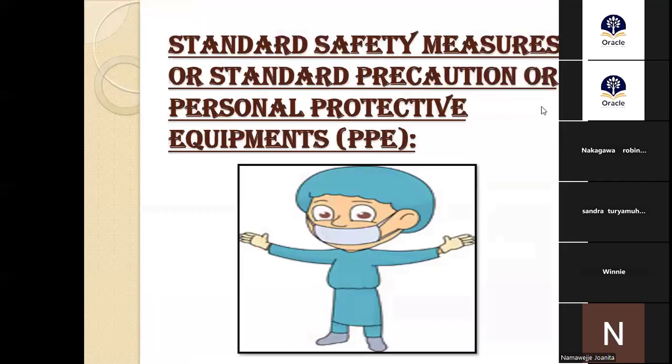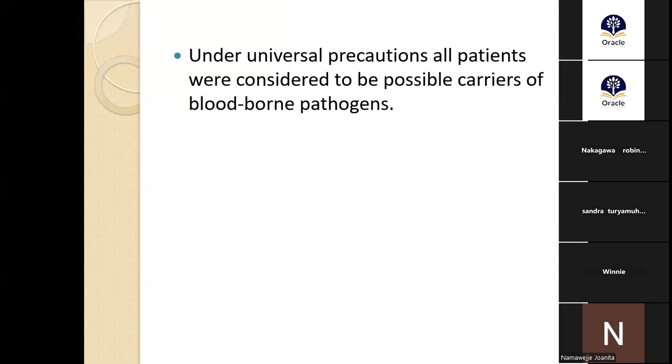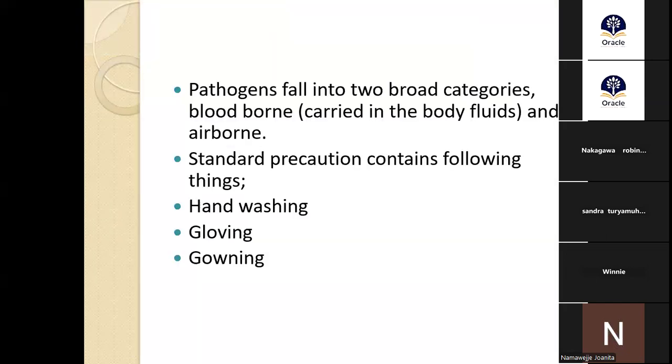Standard precautions, or what we call universal precautions. Those are practices in medicine of avoiding contact with patients' bodily fluids by wearing non-porous articles such as medical gloves, goggles, and face shields. The practice was introduced in 1985 to 1988. In 1987, the practice of universal precautions was adjusted by a set of rules now known as body substance isolation. Under universal precautions, all patients were considered possible carriers of blood-borne pathogens, which is true until proven otherwise. All patients are potentially infectious.